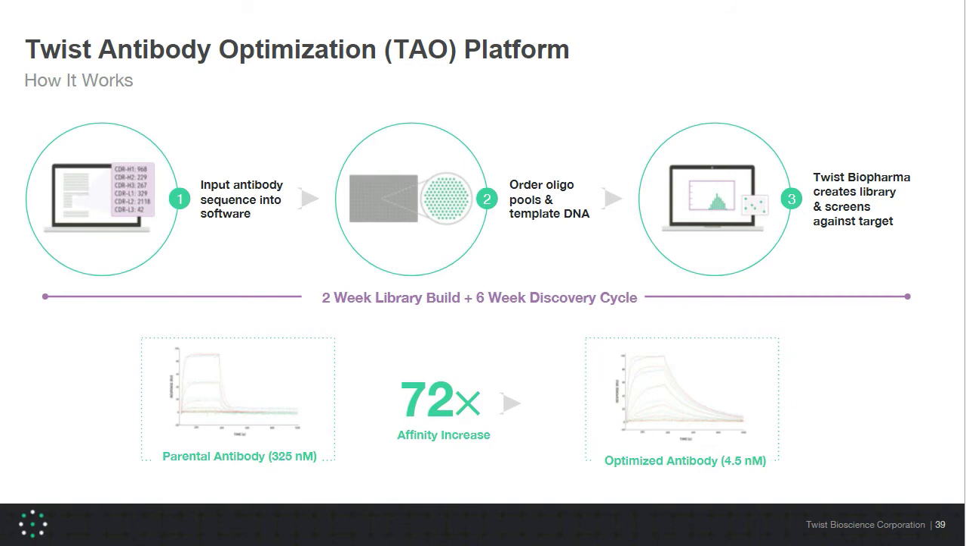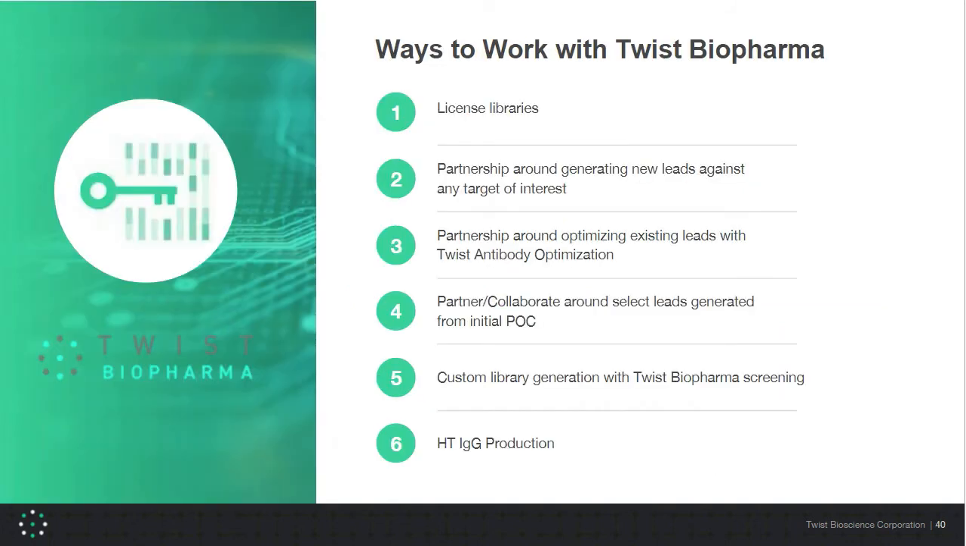So just to conclude, ways you can work with Twist Biopharma. Of course, we're very open to licensing the entire library of libraries, and that's actually our preferred way to license it. We license them on a subscription model, so that allows you to access all of the libraries. But if you choose to, you also can license individual libraries as well, although it's much more economical just to take the full subscription.